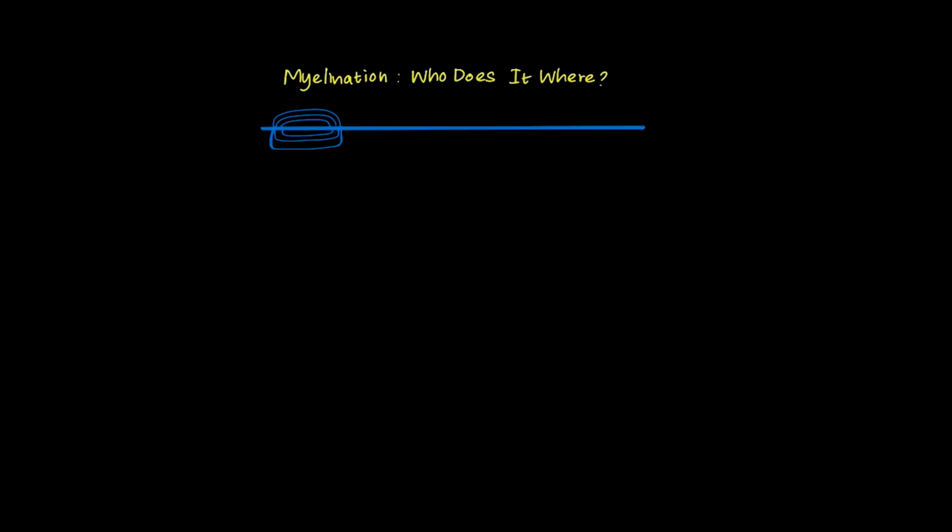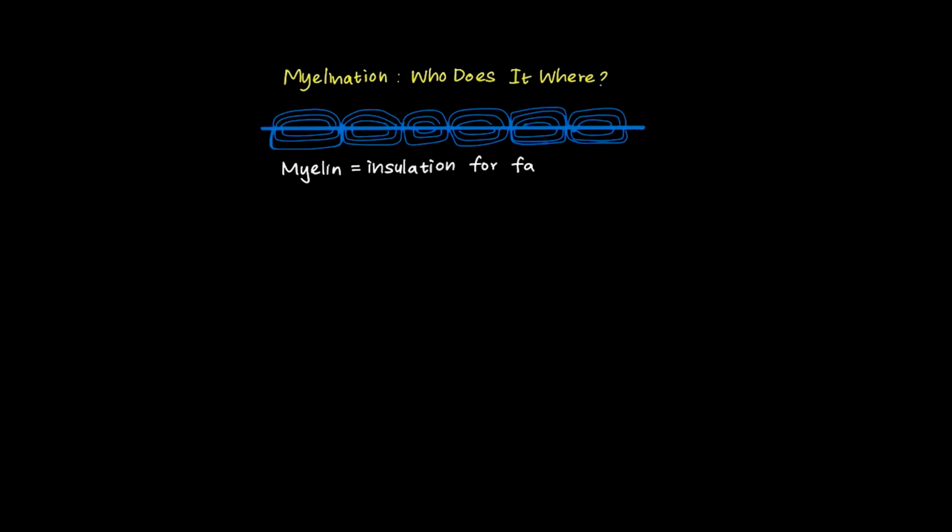Which glial cell wraps axons in myelin inside the central nervous system? Oligodendrocytes. They're the CNS myelinating cells. Myelin is the fatty insulation sheath that speeds up nerve impulse conduction by allowing signals to jump between gaps, saltatory conduction.